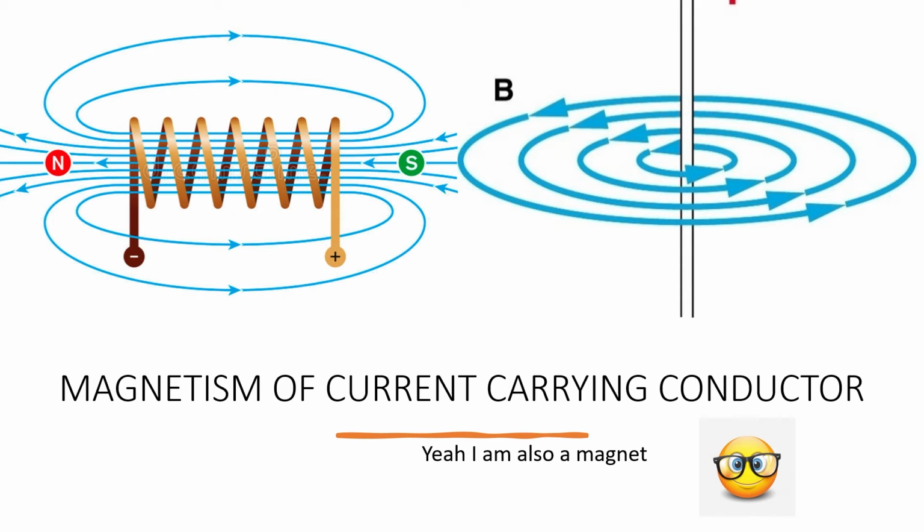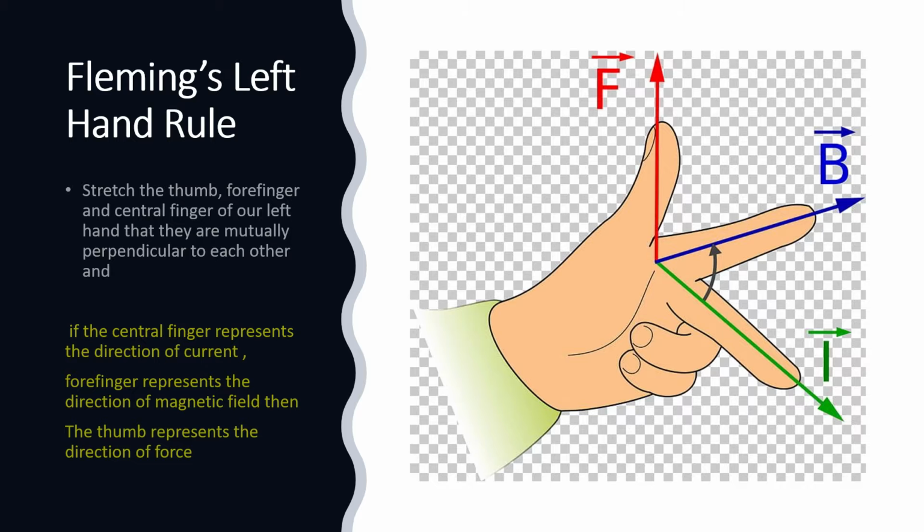So when you are placing a current-carrying conductor near a magnet, the case is similar to bringing two magnets close to each other. And that is the reason your current-carrying conductor experiences a force. But what about the direction of this force? For that, we use Fleming's left-hand rule.